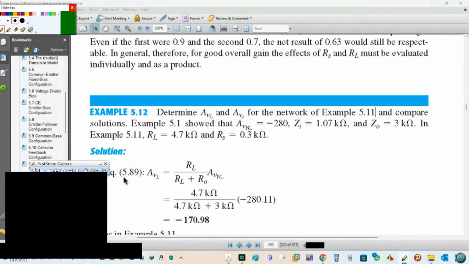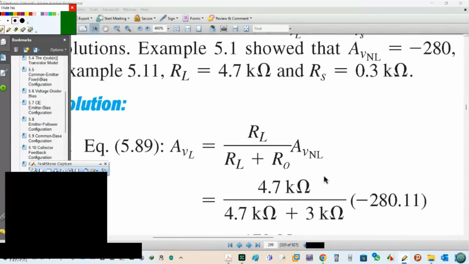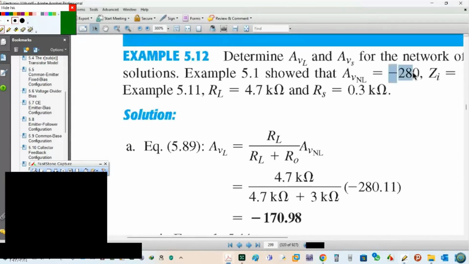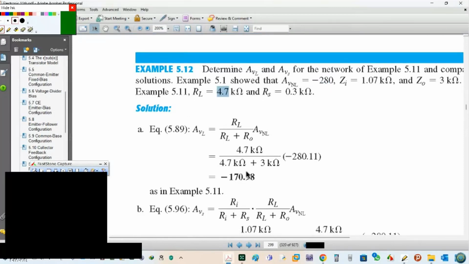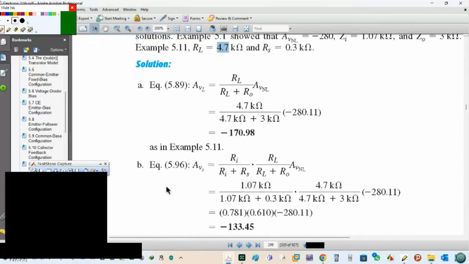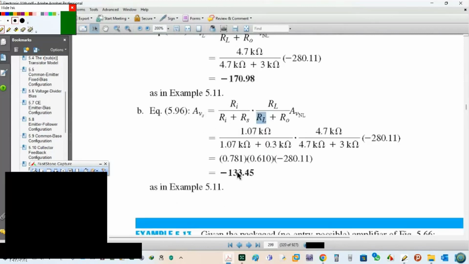So AV load here is RL over RL plus RO times AV no load. He gives me AV no load, yes, here. RO given, yes. Where is RO? It is 3 kilo ohm. He gives me RL, yes, RL 4.7 kilo ohm. So I can find AV load. And after that, I can find AVS. It is RI over RI plus RS, multiplied by RL over RL plus RO times AV no load, then you can calculate AVS. And see, this changes based on RS and RL in our consideration.